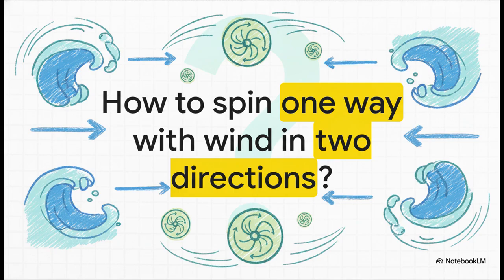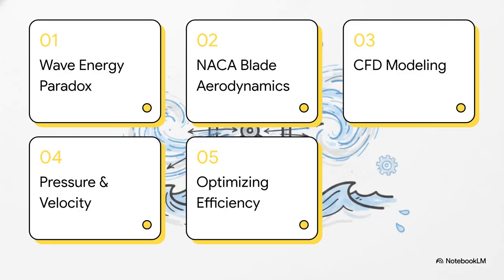Right out of the gate, I want to pose the central paradox of this whole thing to you. Think about this for a second. How in the world do you spin a turbine in one direction when the wind is blowing in two completely different directions? Ocean waves constantly push and pull, right? They act kind of like a giant mechanical lung, literally inhaling and exhaling massive amounts of air. And yet, this highly specific turbine we're looking at today only rotates in a single direction. How is that even possible? Okay, let's dive into this.